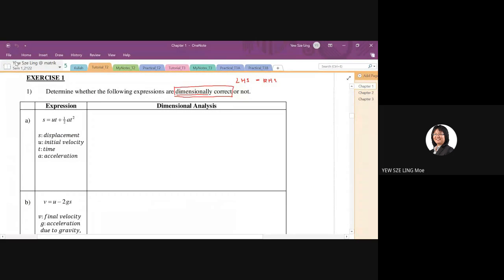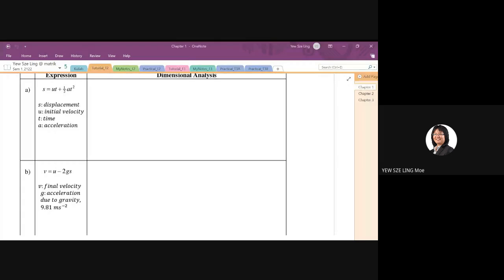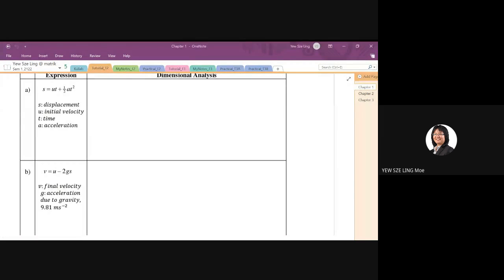Now let's try exercise 1. Determine whether the following expressions are dimensionally correct. I want you to try it by yourself first. I give you 10 minutes to try all these three questions. Even though we have discussed it just now, I want you to try it as well. I will show you the correct answer after this.